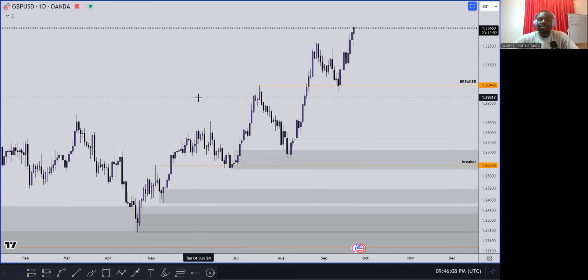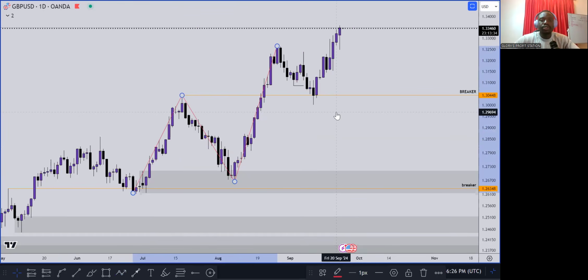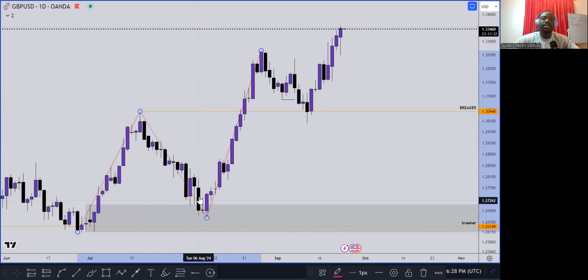Now, why do I know this is a breaker level? Because obviously we are in a bullish market, right? Coming from this low right here to this high right here to this low right here, and then we had a break of structure to the upside. Now, based on structure, of course, our order block is going to be down here.